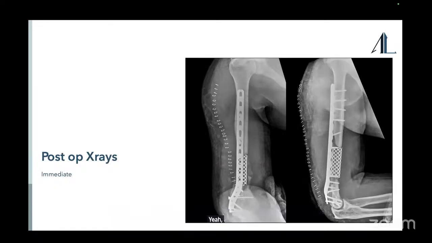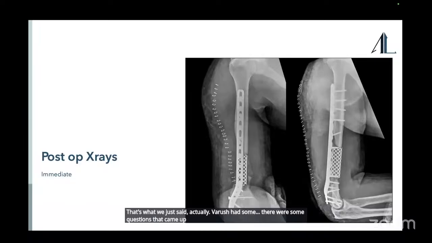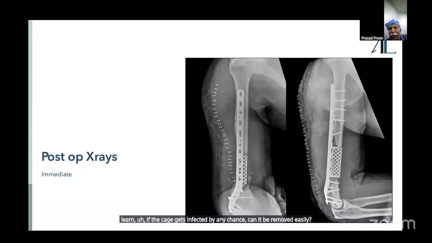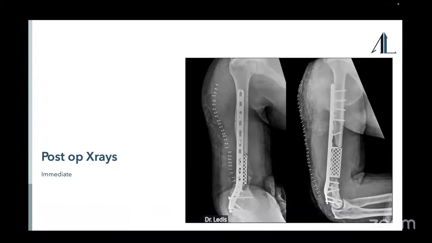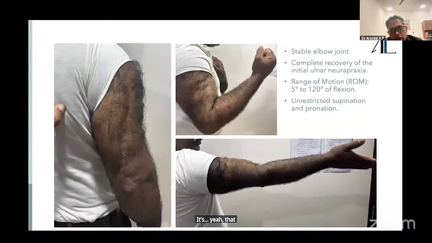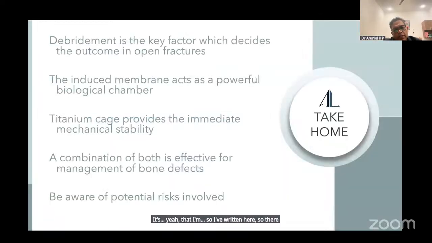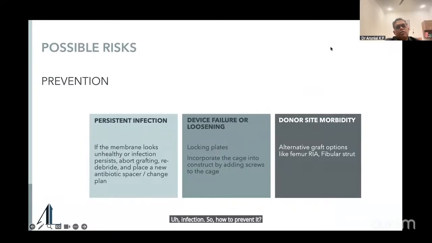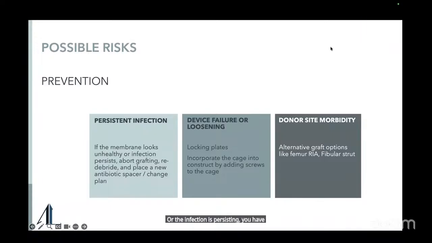There was some question that came up on the chat box. Varun, if the cage gets infected by any chance, can it be removed easily? Yeah, so I've written here, there is always a chance for infection. So how to prevent it? If you think that the membrane is unhealthy or the infection is persisting, you have to abort.